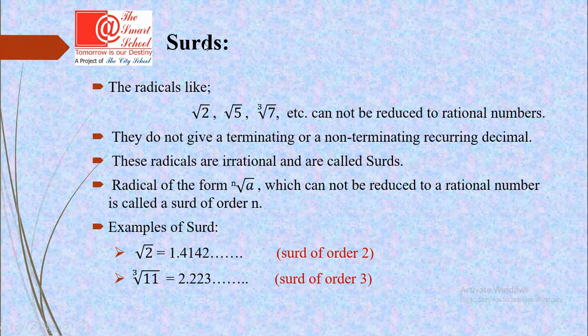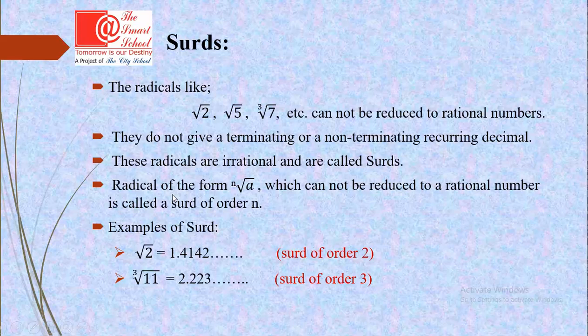Now surds, this is a new concept for you. The radicals like the square root of 2, the square root of 5, the cube root of 7 and so on cannot be reduced to rational numbers. They do not give a terminating or a non-terminating recurring decimal. These radicals are irrational and are called surds. So when we solve these, the answer will be irrational and these are called surds.